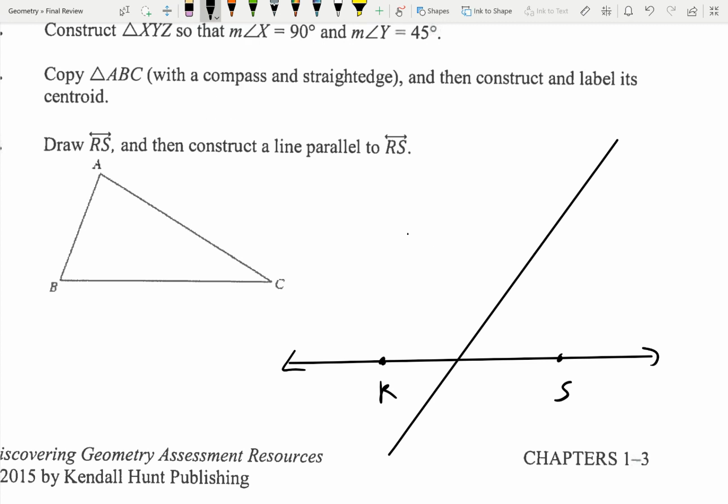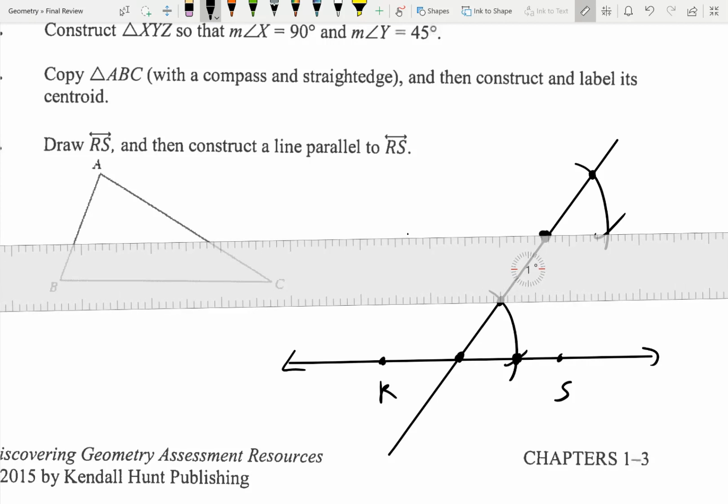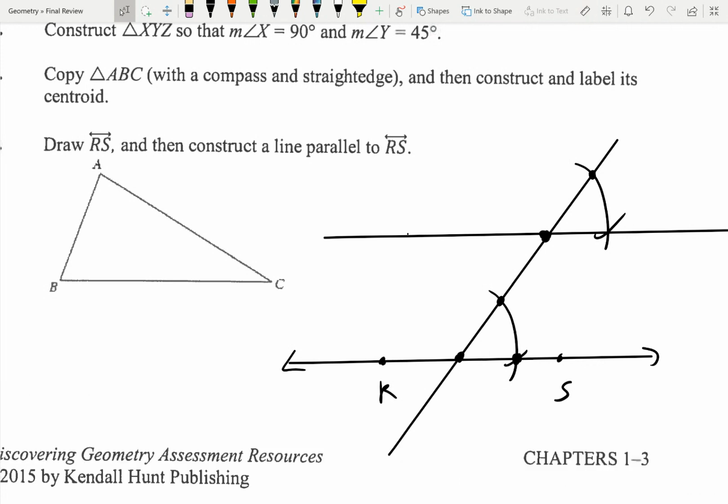So I'm just going to draw a random point and use that point to duplicate my angle. So come down here, swing a random arc, come over here, swing the same arc, and then I'm going to set my compass right at that point, the other compass there, and measure it, and swing an arc there, and then put one end right here, swing an arc right there, and I've duplicated that angle, which means these lines are going to be parallel to each other. Okay, there we go.